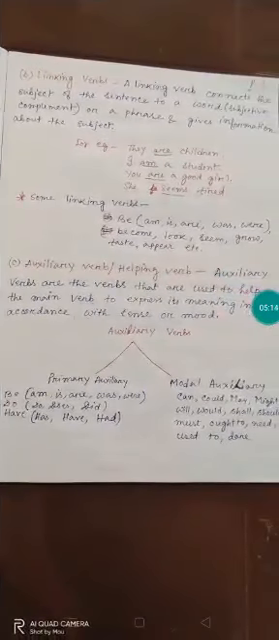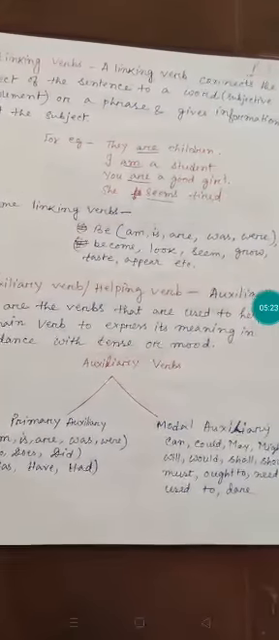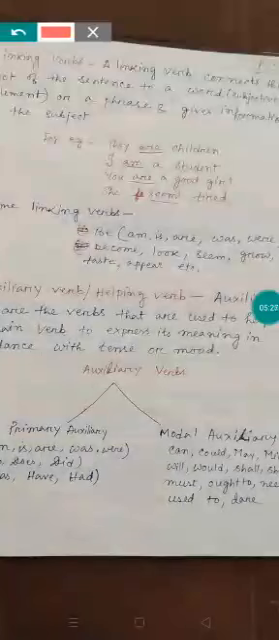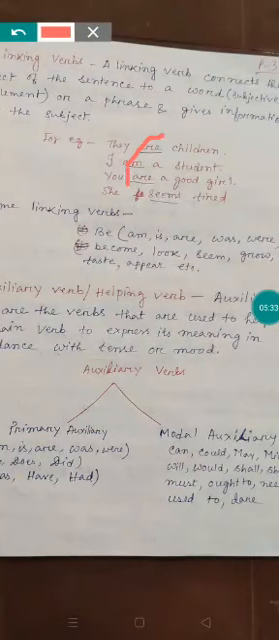For example, they are children. I am a student. You are a good girl. She seems tired. So in these examples we can see that the linking verbs are, am, are, seems. These are connecting the subject with the other words of the sentence, and these verbs are giving us the information about the subjects.